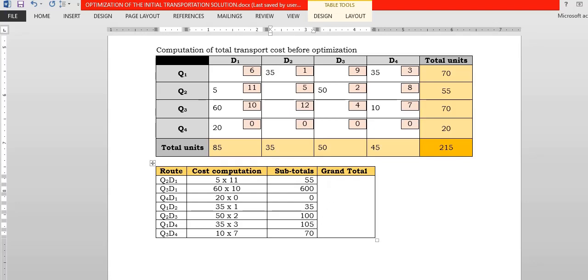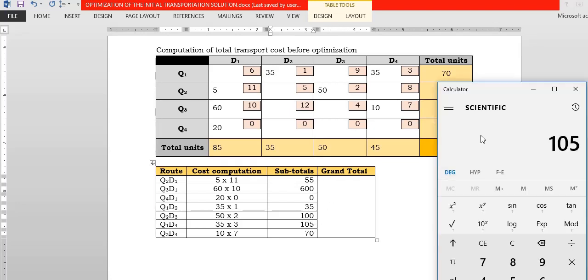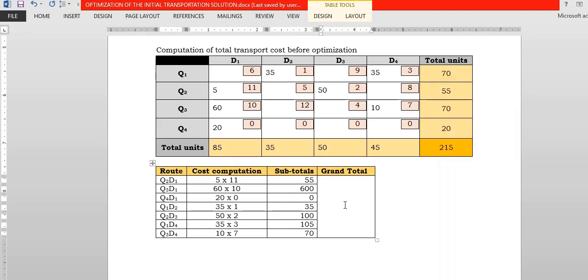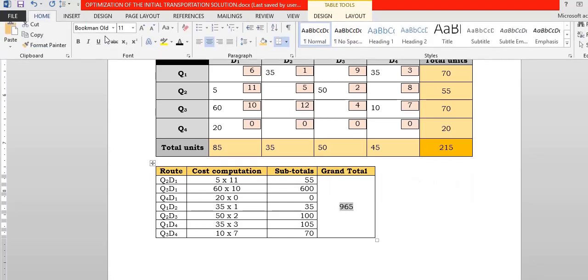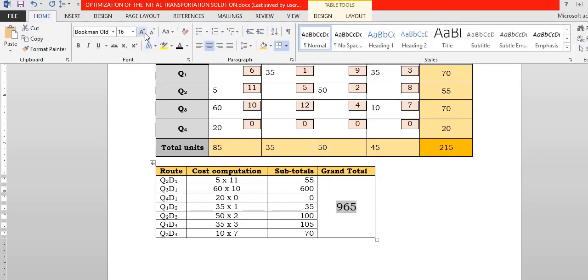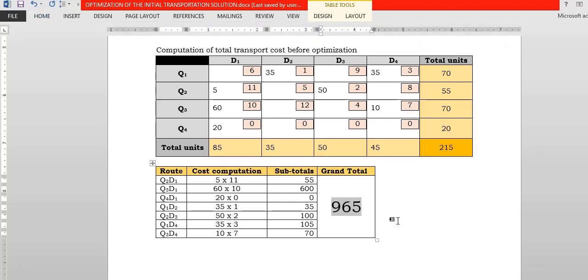At this particular point you do the total addition: 55 plus 600 plus 0 plus 35 plus 100 plus 105 plus 70, which gives me 965. So the total is 965. That's the grand total of my transportation costs. In other words, before optimization, this is the position we had, 965.